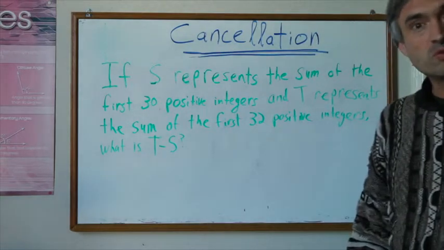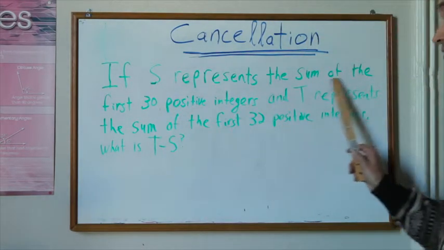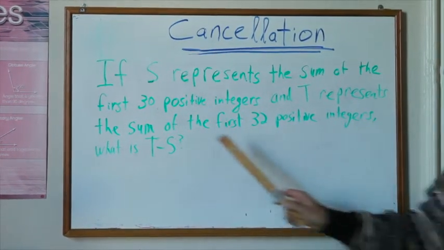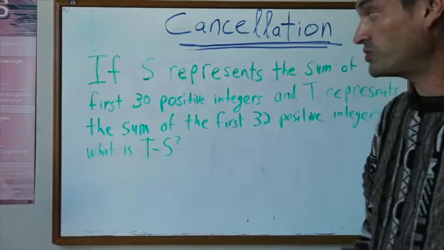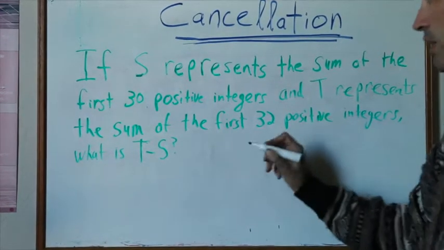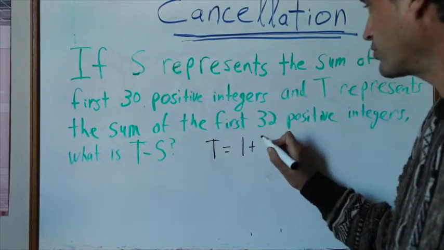Okay, let's see if we can spot some cancellation in this next problem. If S represents the sum of the first 30 positive integers and T represents the sum of the first 32 positive integers, what is T minus S? You might start this question by trying to write out what T and S look like to get a feeling for what's going on.